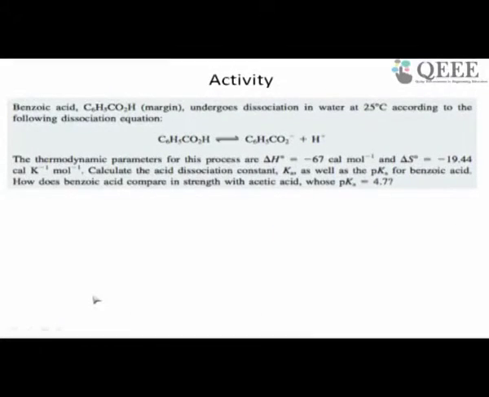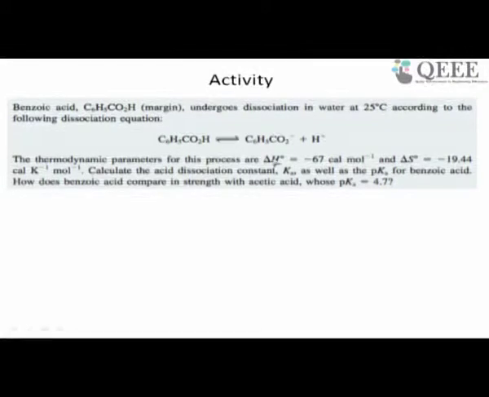And there is an activity you can do. Since we don't have much time, I will skip this. It's very easy, you can do it by yourself. You just need to substitute the thermodynamic parameters for this process. Delta H is minus 67 kilocalories, which is a thermodynamically favorable process. Delta S is also given. This is not thermodynamically favorable, but it is a small value. So overall, this reaction is a favorable process.